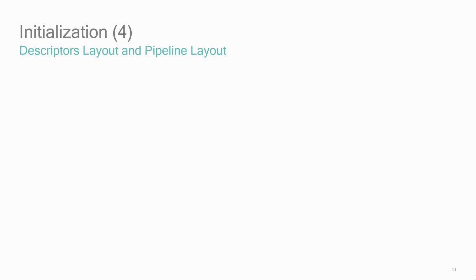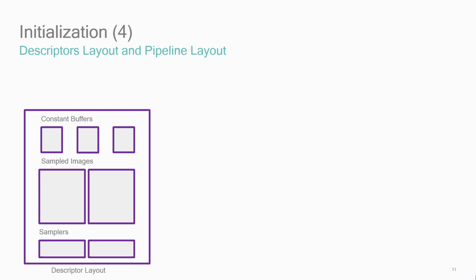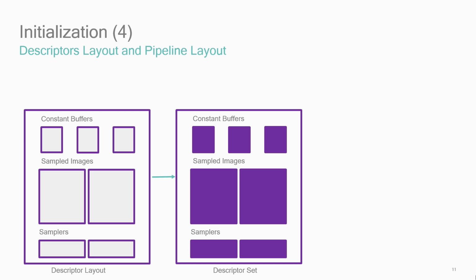Descriptors refer to resources that are used in shaders. Think of them as constant buffers, images, samplers. The descriptor layout is the blueprint of the descriptors describing what types and how many descriptors are defined in a descriptor set. A descriptor set is the actual collection of descriptors that will be accessed by the shader.